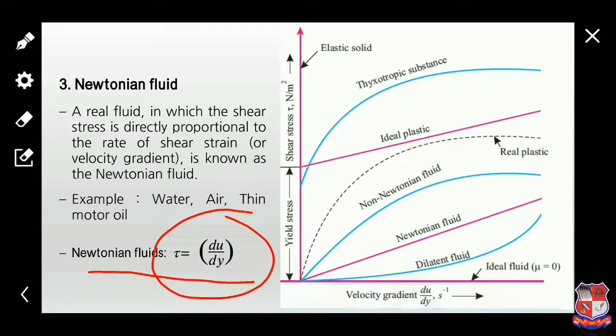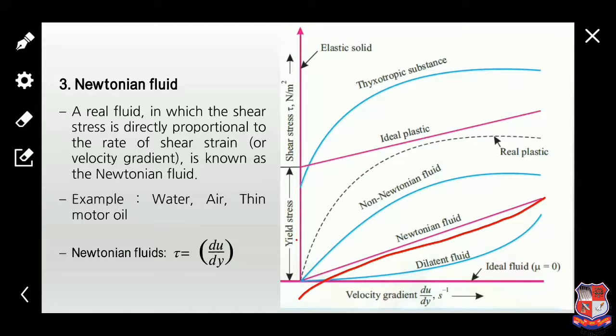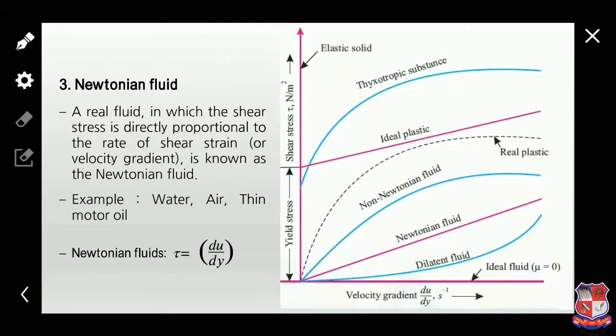Now the Newtonian fluid is mentioned in this graph, in this line. The line is perfectly straight and inclined as shown in the figure, because shear stress is directly proportional to shear strain. So the line is a straight incline. Okay. Examples of Newtonian fluid are water, air, and thin motor oil.